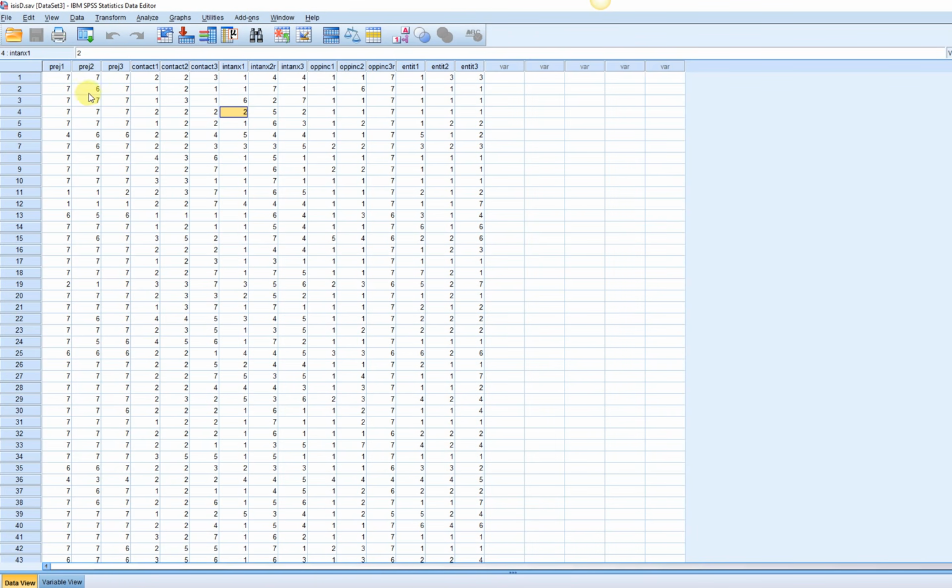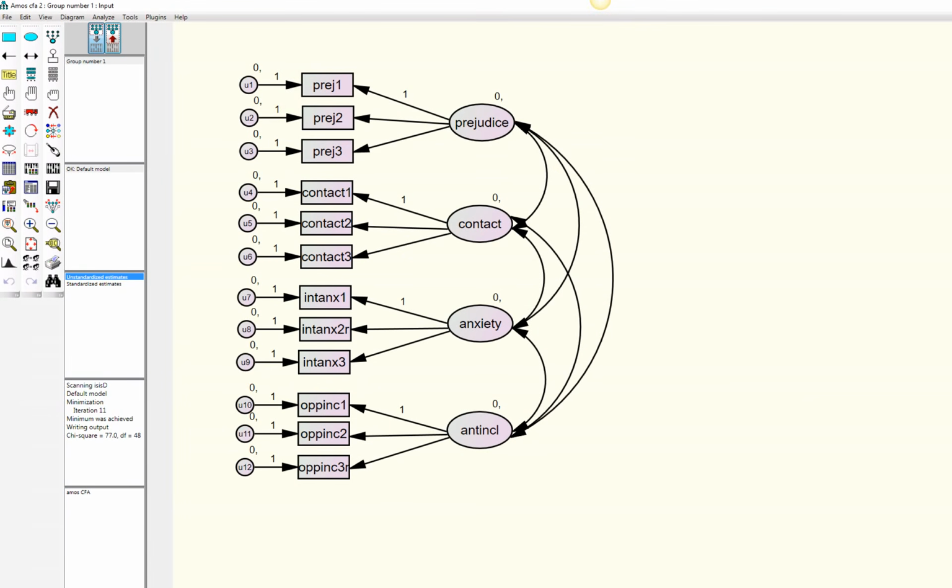I had survey responses based on 240 surveys, responses to measures of prejudice, contact, intergroup anxiety, anti-inclusiveness, and entitativity beliefs. Each person responded to all of these survey items on a scale from 1 to 7, 1 being strongly disagree, 7 being strongly agree. And when I ran the confirmatory factor analysis, this was the basic model that I tested.